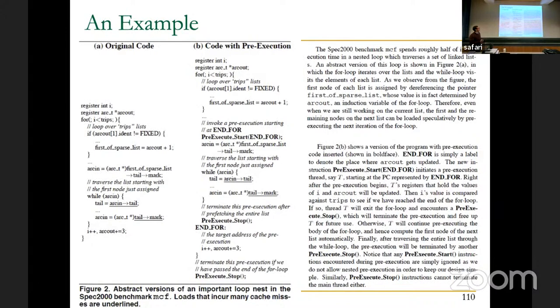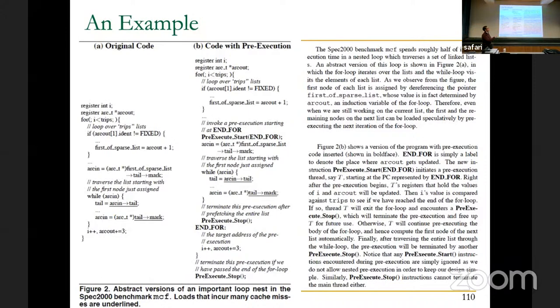And the way it's done is, before the linked list traversal, you do a pre-execute start, which launches a pre-execution thread, and that goes from here, you can see that, end four. So it increments the i over here, so it goes to the next linked list traversal, and then it stops with the pre-execute stop over here. And then that speculative thread itself reaches this pre-execute start. When it reaches the pre-execute start, it spawns another speculative thread for the next linked list traversal. So it could actually keep spawning these speculative threads for every linked list traversal this way.